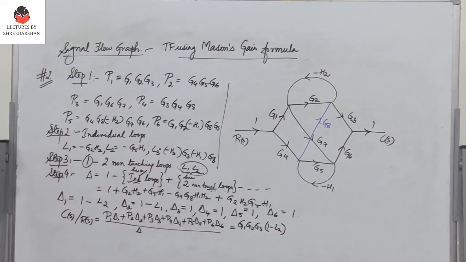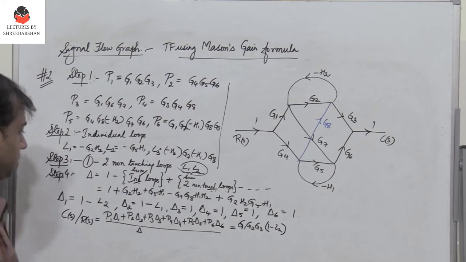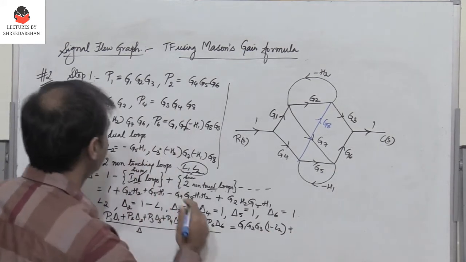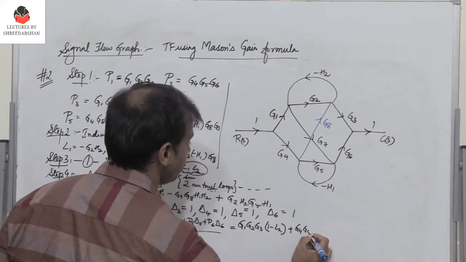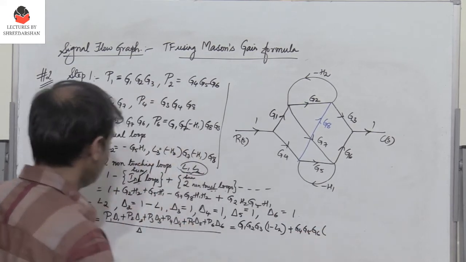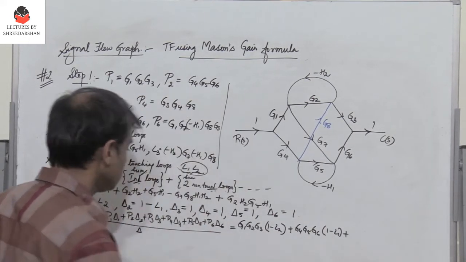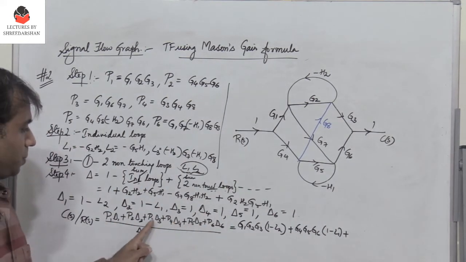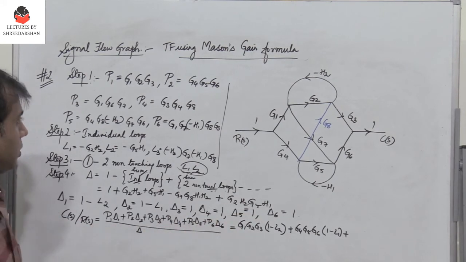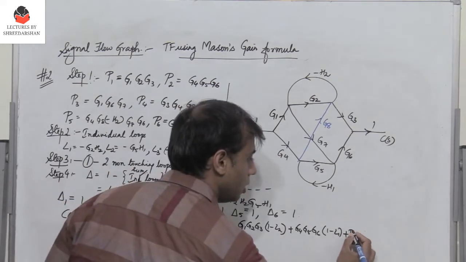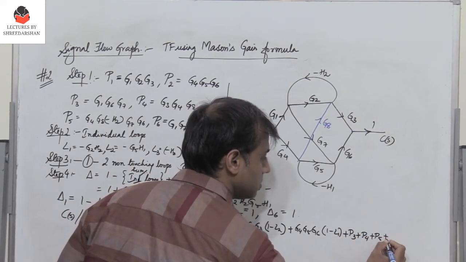You have to write what is L2. L2 is minus G5 into H1 plus P2. P2 is G4, G5, G6 into 1 minus L1, plus all the others are 1. So P3 plus P4 plus P5 plus P6, all the values are 1. So I will just write P3 plus P4 plus P5 plus P6.